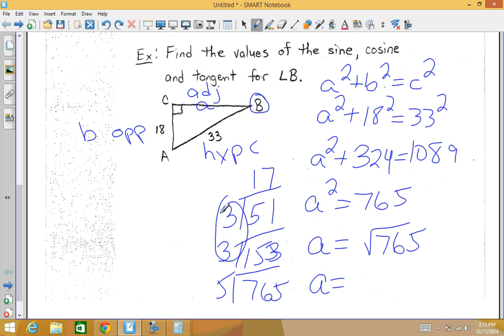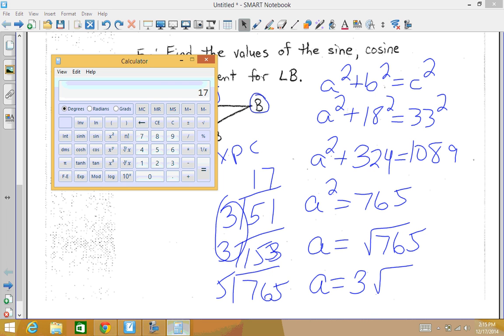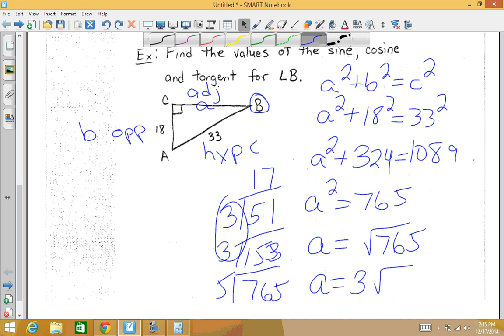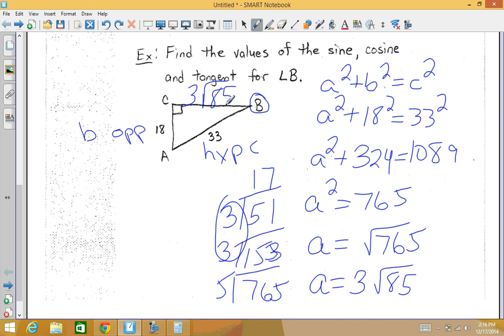Anytime you have a double, it goes out front. Okay, and then 5 times 17, 85 will be left inside the radical. So a is 3 square roots of 85. So let's put that up here in the triangle. 3 square roots of 85.